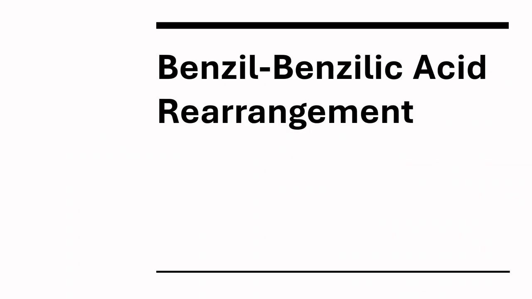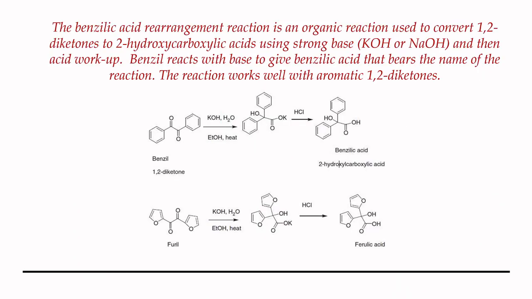Now coming to the third rearrangement, benzilic acid rearrangement. This is a very important organic reaction which is used to convert 1,2-diketone, especially aromatic 1,2-diketone. If we have a 1,2-diketone, meaning two carbonyl groups adjacent to each other, and if it is flanked by two benzene rings, then the compound is known as benzil. And if it is flanked by two furans, the compound is known as furil.